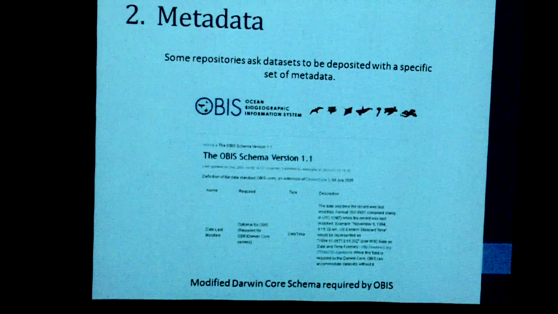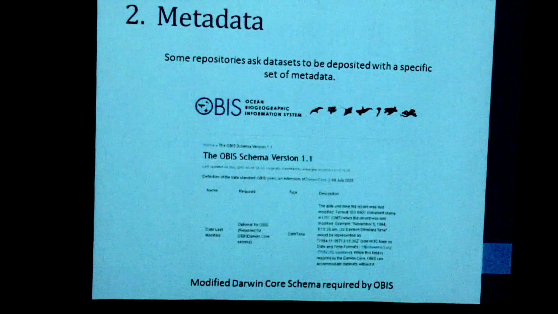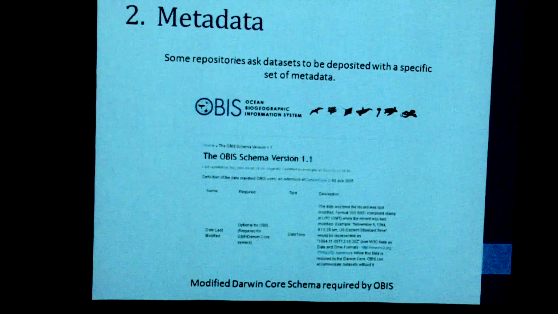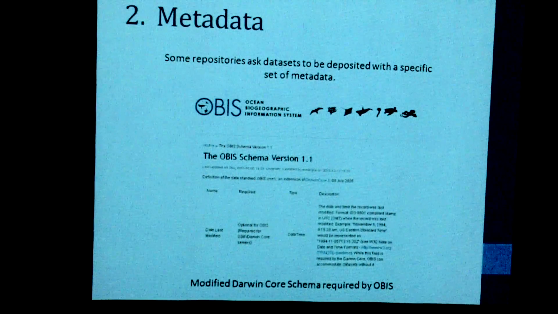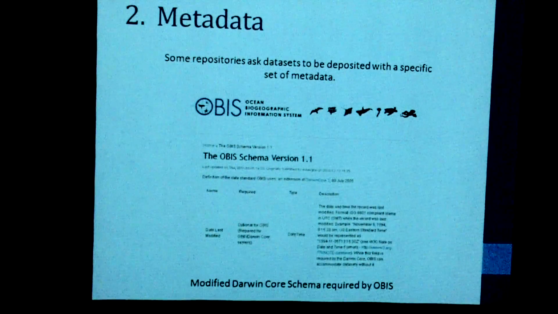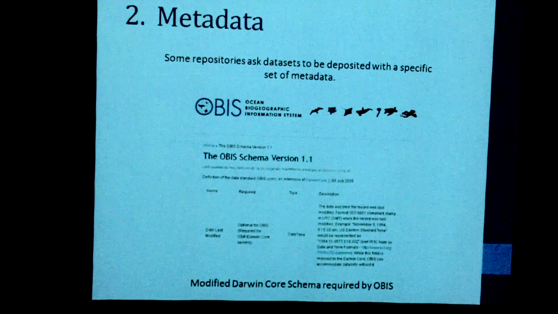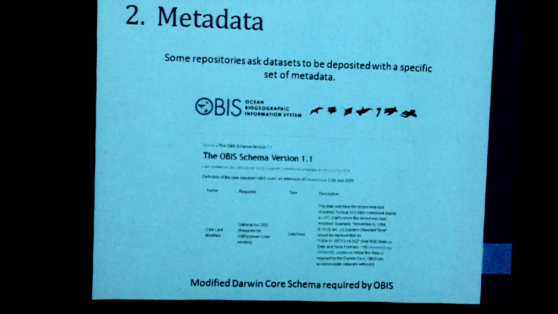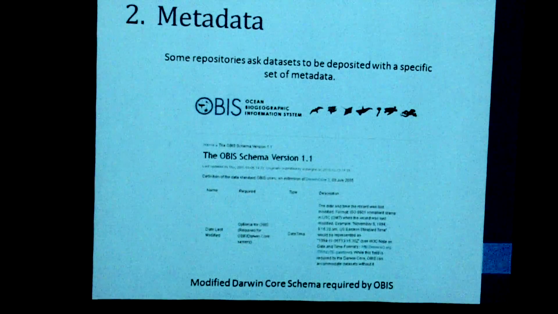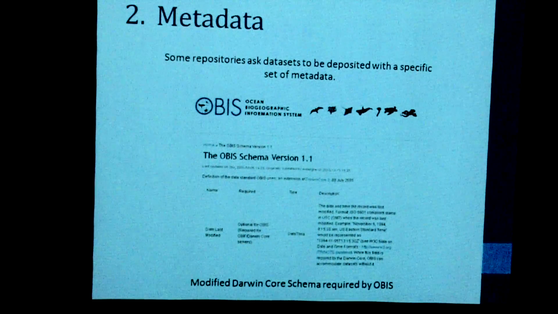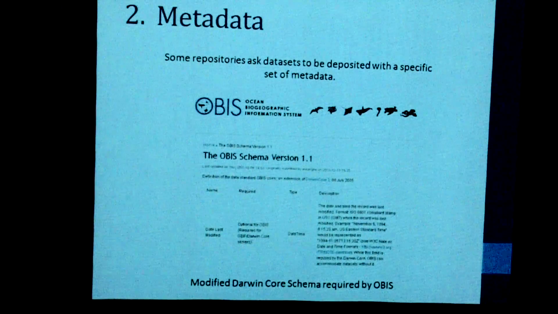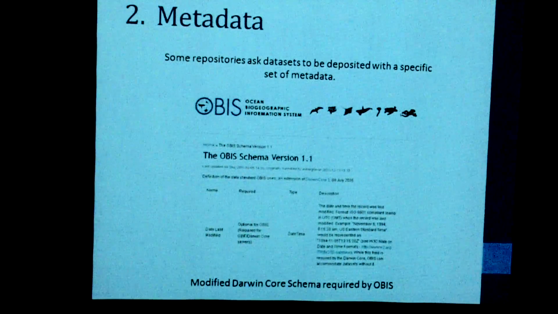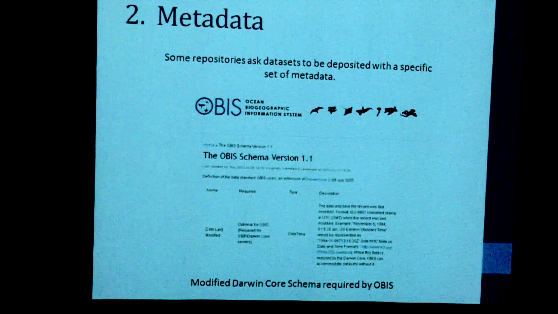Some repositories, like I said, will ask for data sets to be deposited along with a specific set of metadata. So if you know that eventually you would like to put your data in one of those repositories, you want to check out, first of all, what kind of metadata they're asking for so you can collect that. So for example, this Ocean Biogeographic Information System, they take data, but they want Darwin Core, a metadata language, and they have modified it for what they would like to go along with their data sets. So, again, of course, you'd want to know what that is in advance so you can collect that as you go.